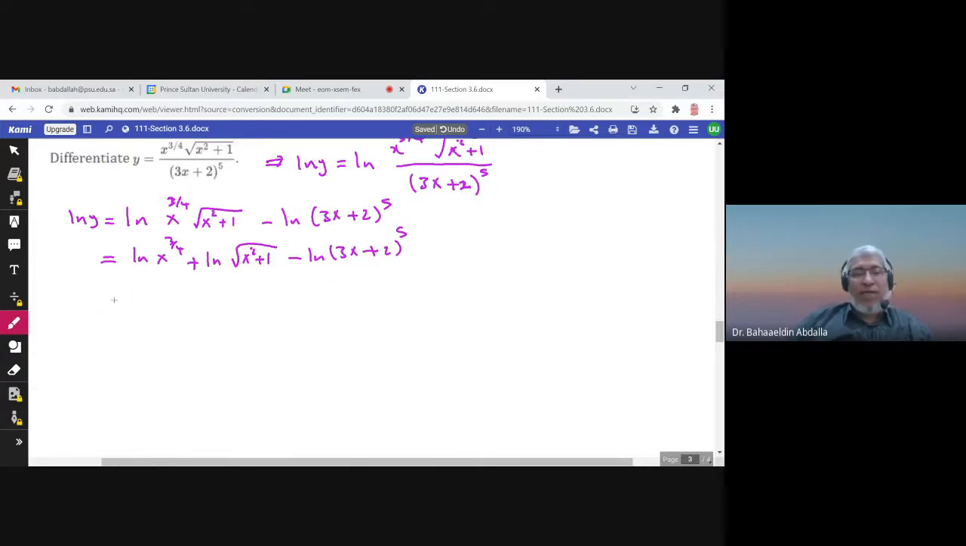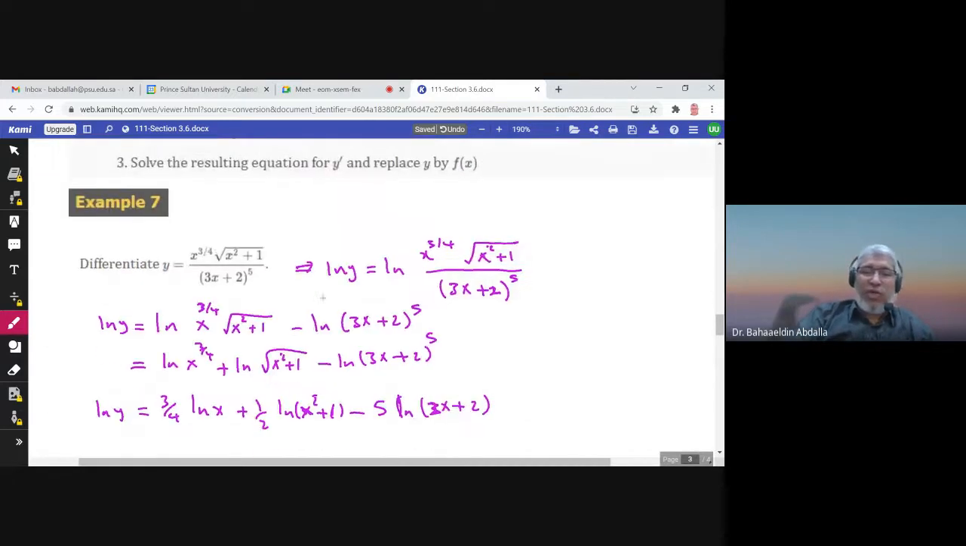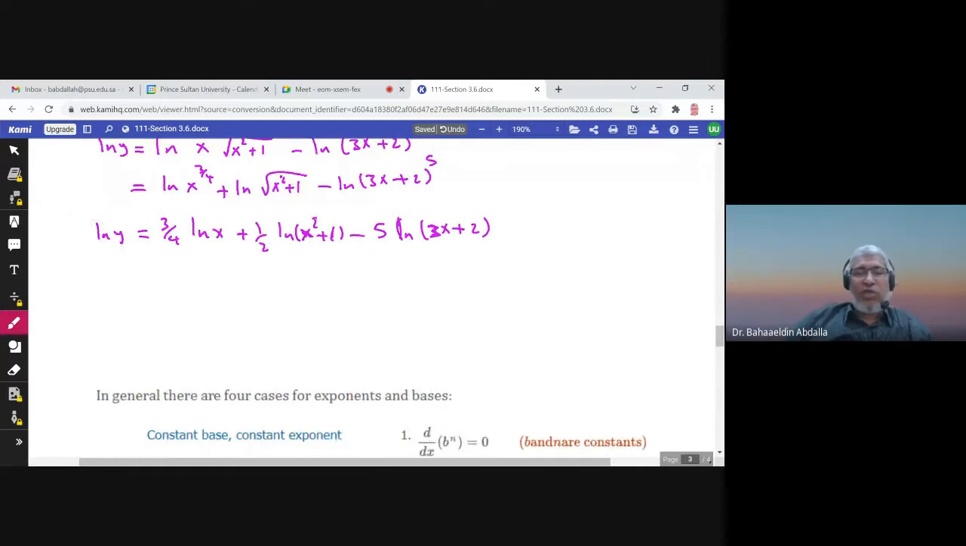And now I can take 3 over 4 out. And this one I can write to the power half and take the 1 over 2 out. And here the 5 also can be taken out. And now this is written in simplest form. So now I can differentiate implicitly with respect to x. So I find the derivative with respect to x.